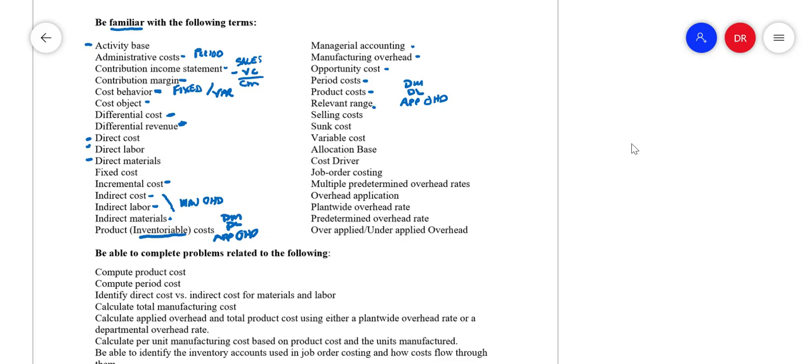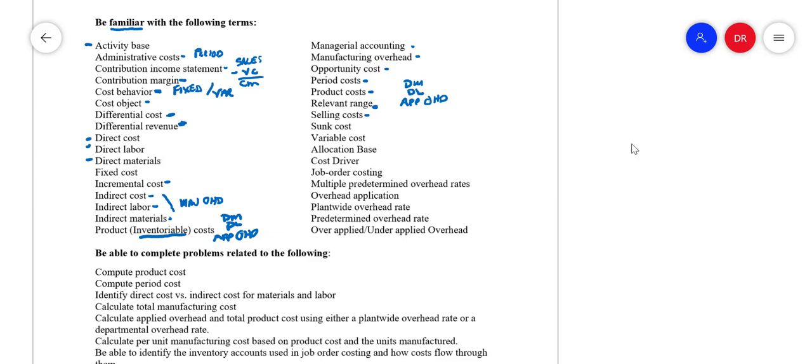A relevant range is going to be a range where you have a minimum level of production and a maximum level of production where the assumptions do not change. In other words, the variable cost per unit doesn't change on a per unit basis, although in total it would, and the fixed cost in total would not change.